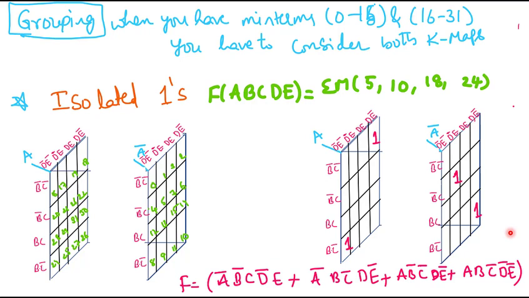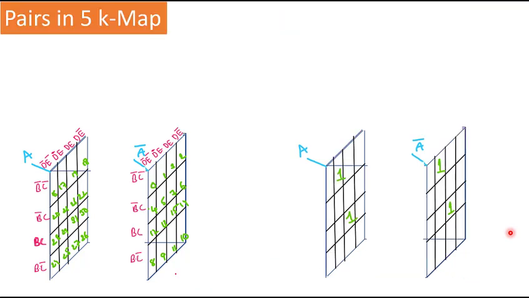Now we'll try to see the pair formation in the 5 variable K map. As I said, these parallel cells are identical in nature. So if you have one here and one here, these two can form a pair in which your A and A bar are getting complemented, so you can eliminate the A literal. Similarly, if you look here, your 0 and 16 cells are parallel and identical with the literals.